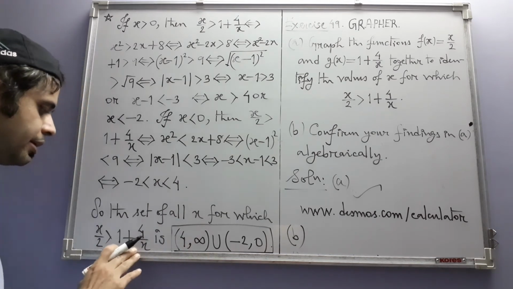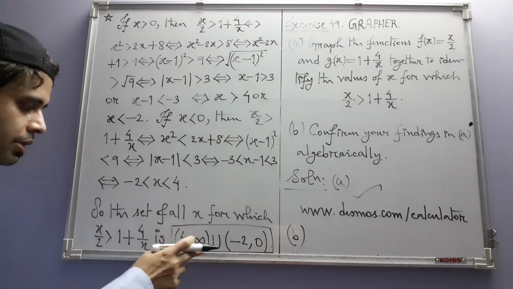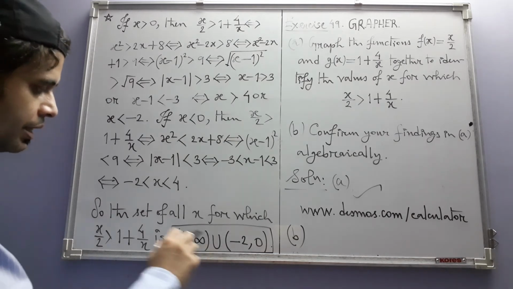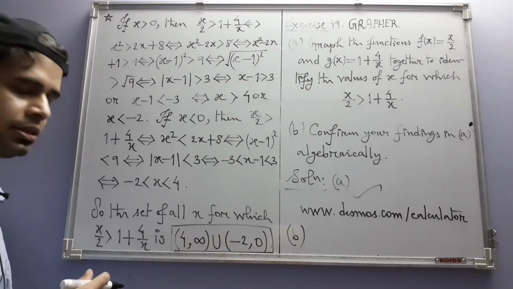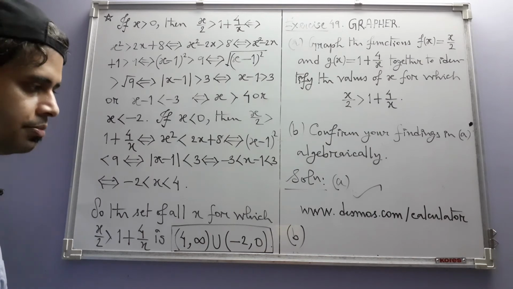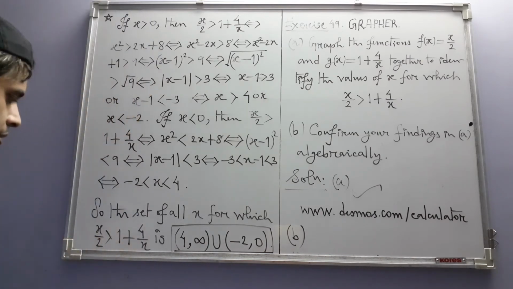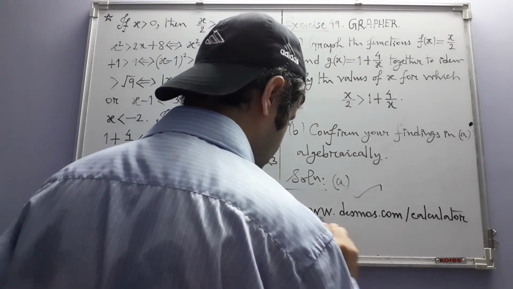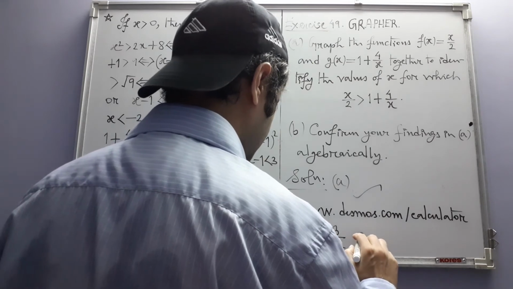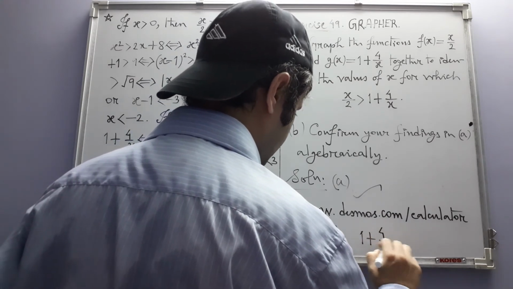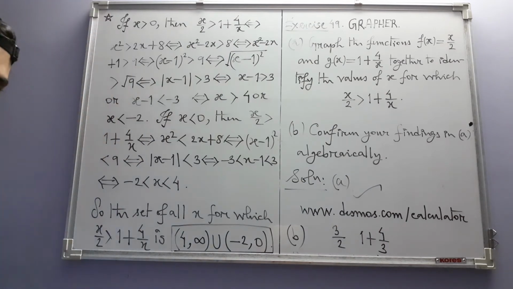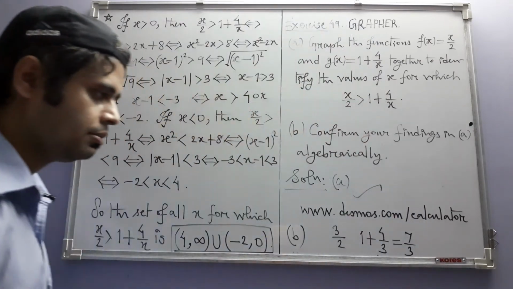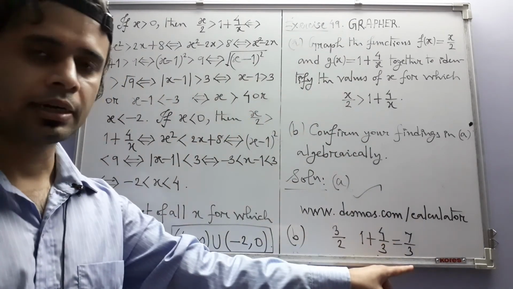So we can just take some 2 or 3 values of x and see whether what we have got is correct or not. So we take one value from outside of this set. So we take x equal to 3. So if you put x equal to 3, what do you get here? 3 divided by 2 on the left hand side. On the right hand side you have 1 plus 4 divided by 3. Now 1 plus 4 divided by 3 is 7 by 3. Now is this greater than this?